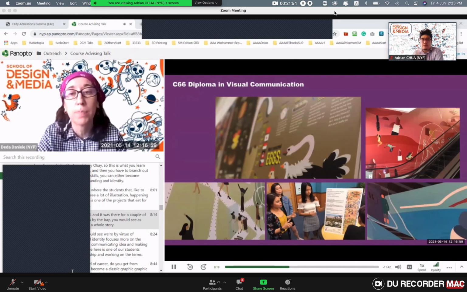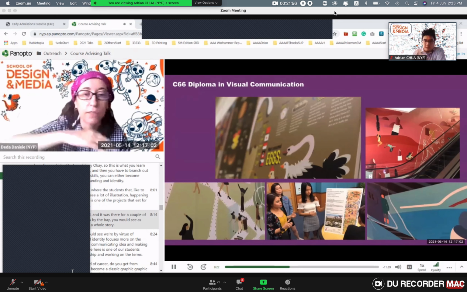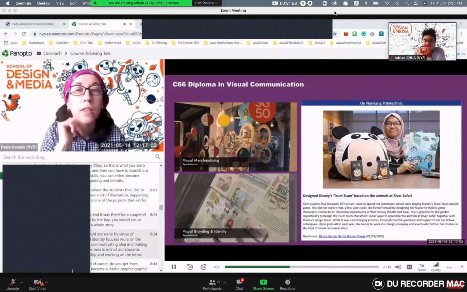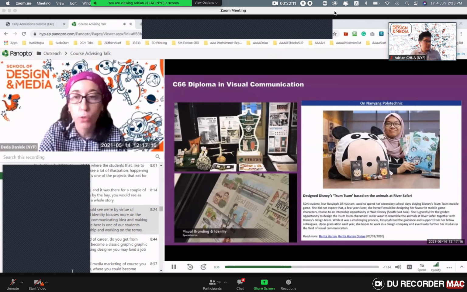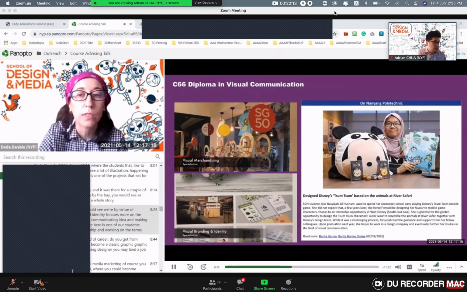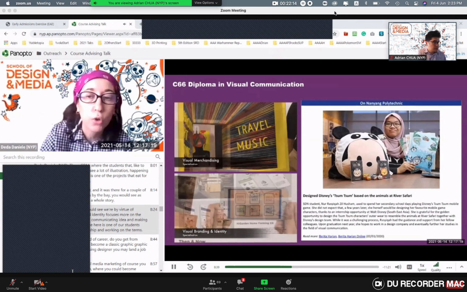And if you went to Gardens by the Bay, you would see, as you took the escalator, there was a whole story that you would see. Whereby virtual merchandising and branding and identity focuses more on the design, the pure design aspect of communicating idea and making brands stand out. So what you see here is one of our students going to Disney for an internship and working on the sumthin.